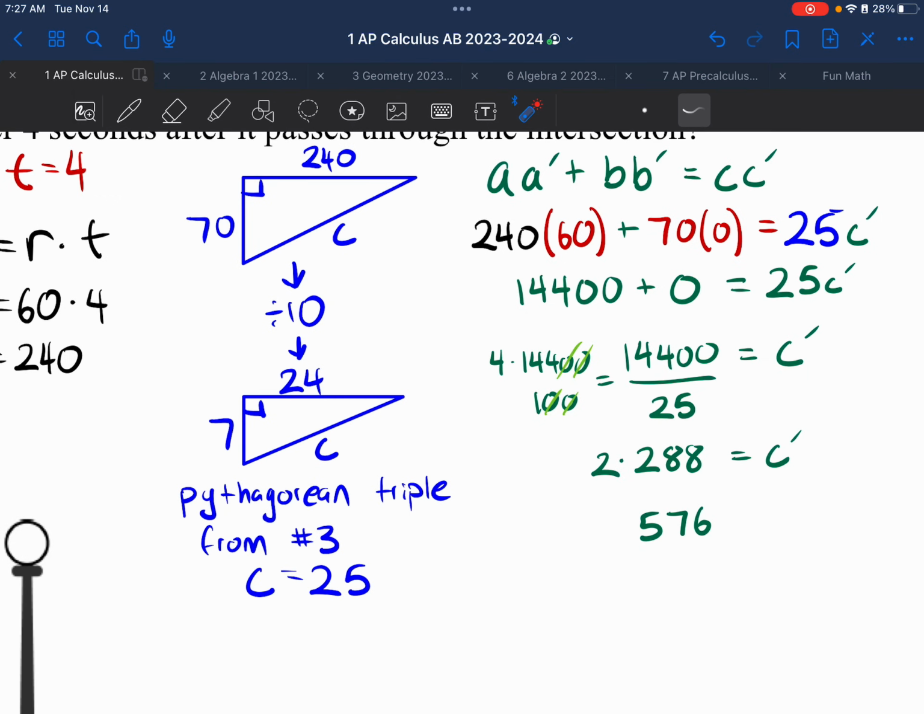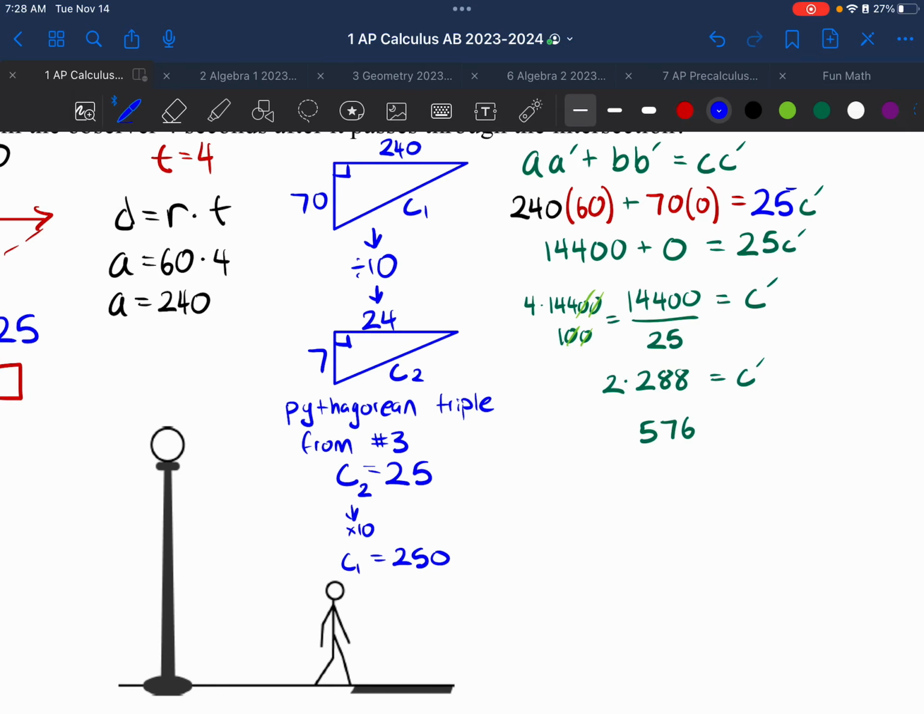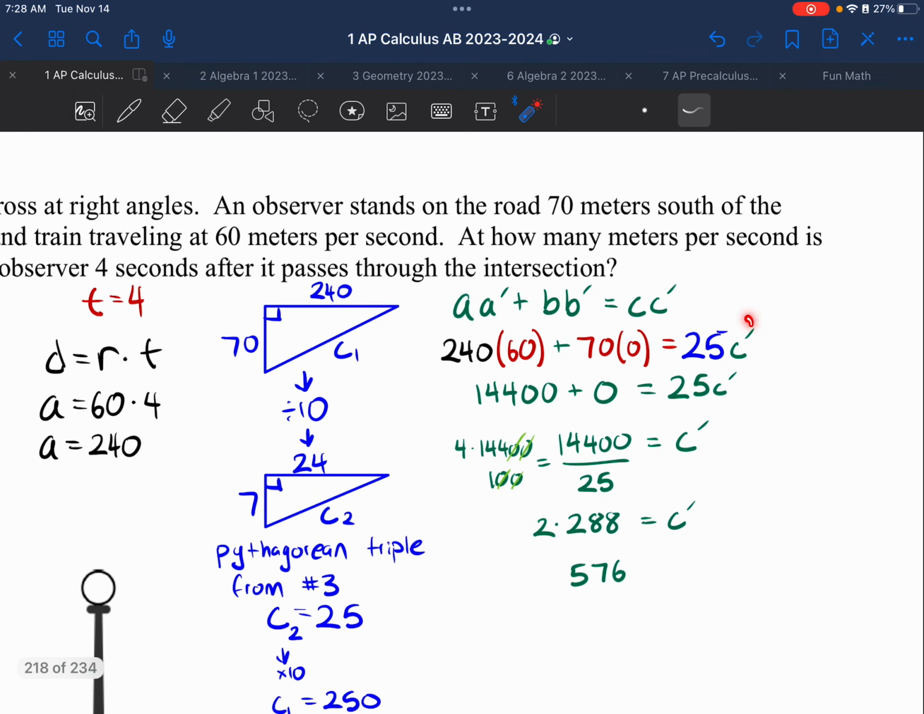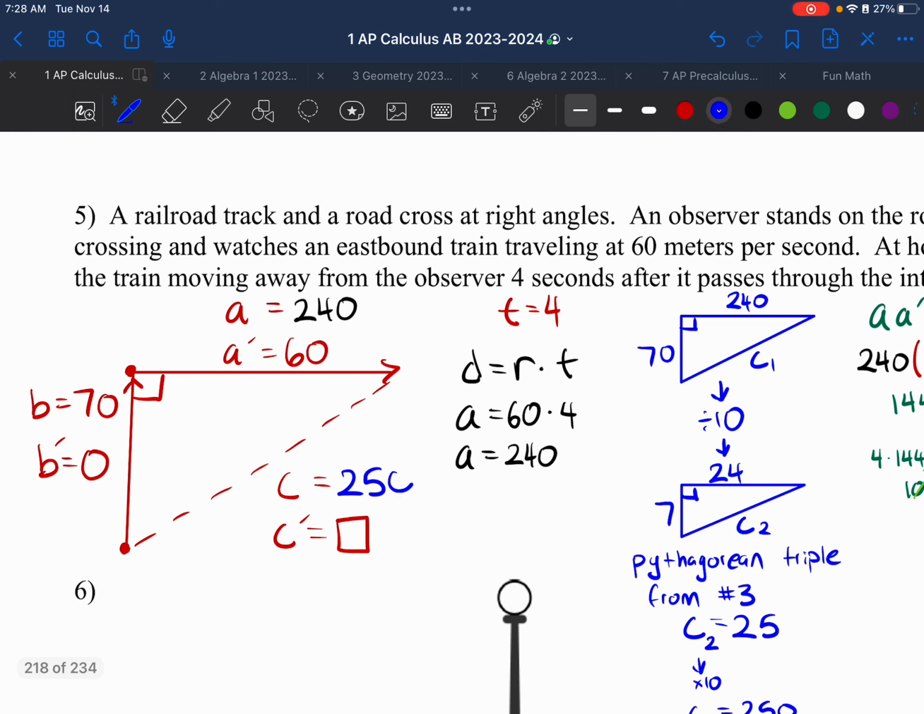Okay, here. I did it good in the last problem, but really what I have, this is C1, this is C2. What I've solved for is C2. So to get from C2 to C1, what I had to do was I needed to multiply by 10. So C1 is 250, which means this number right here is not 25. It's here. I need to change you to 250. Okay, that makes much more sense.